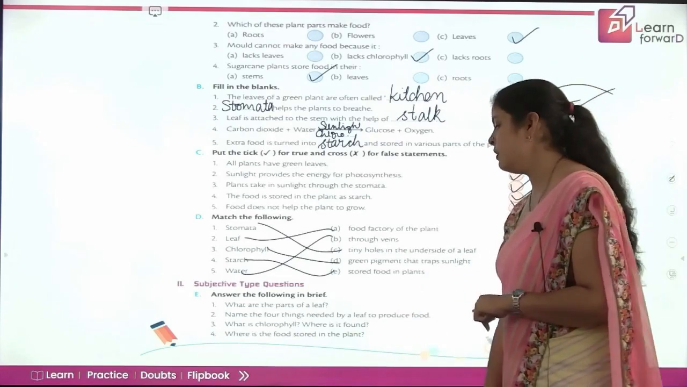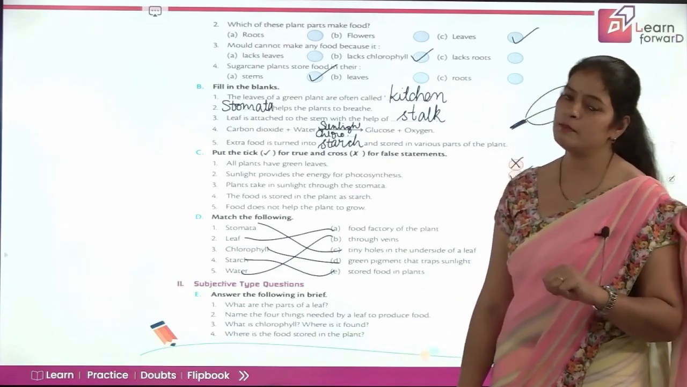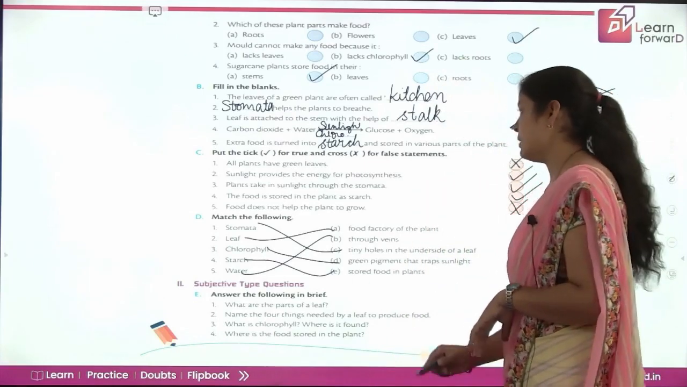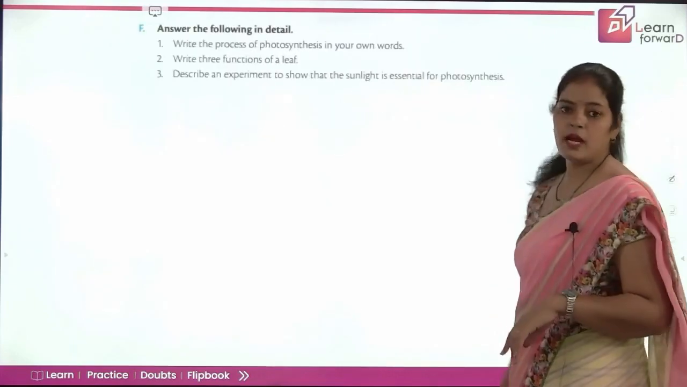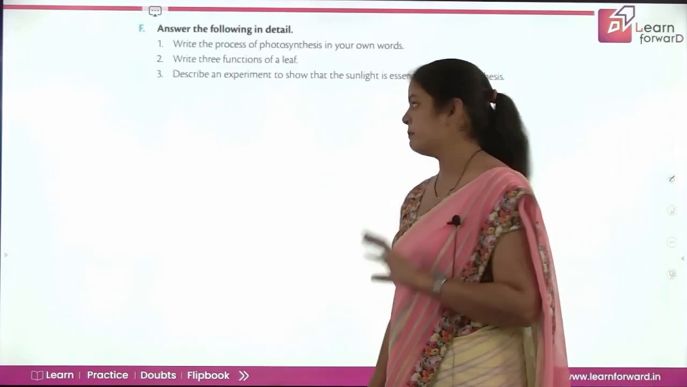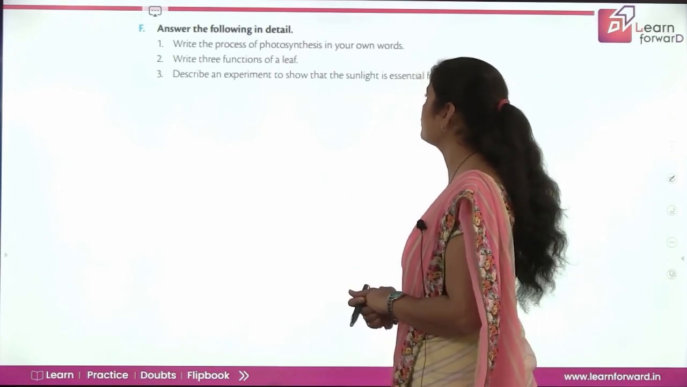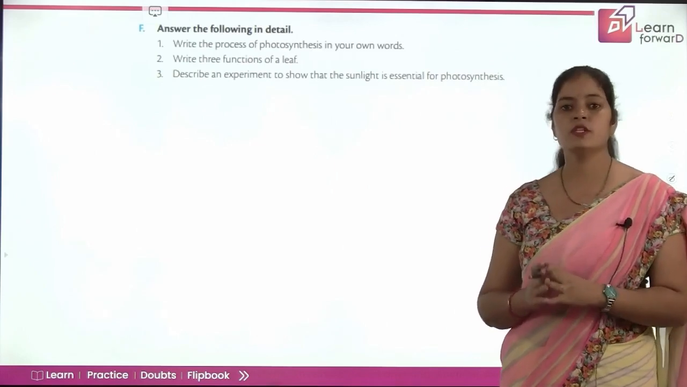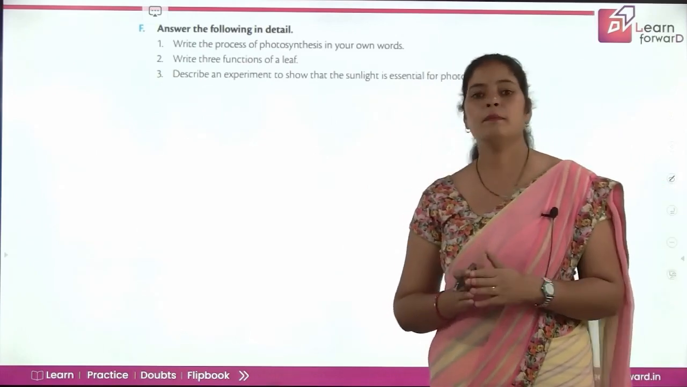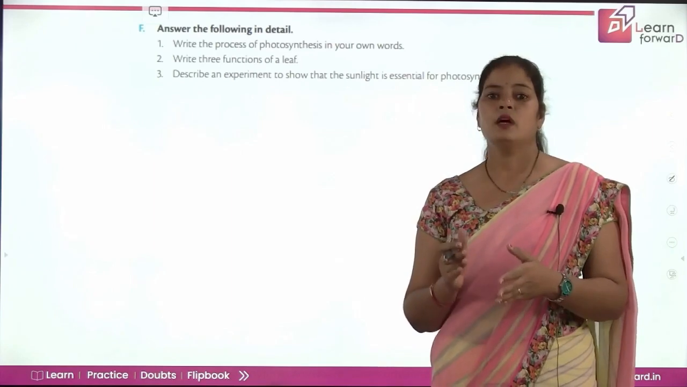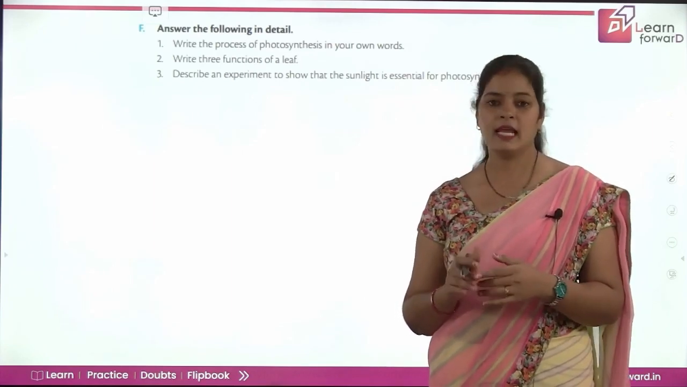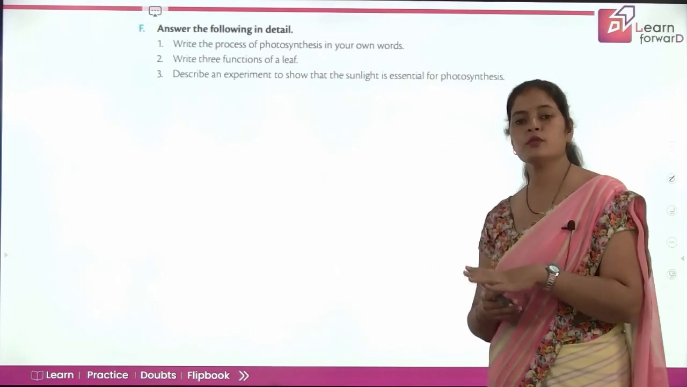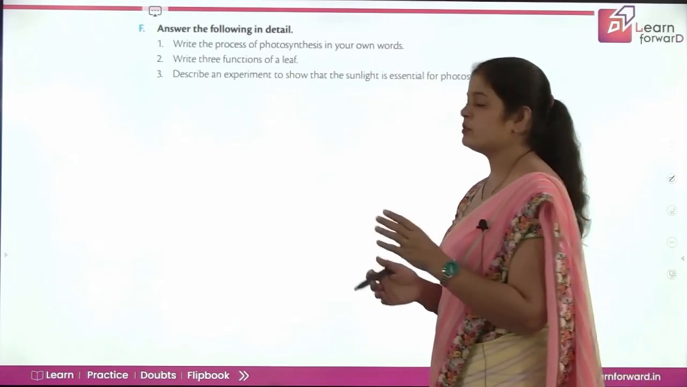What is chlorophyll? Where is it found? Chlorophyll is the green color pigment that is present in the leaves of the plant. Where is the food stored in the plant? So the edible parts of the plant store food in their plant parts. Now write the process of photosynthesis in your own words. So photosynthesis is a process in which green plants prepare their food in the presence of carbon dioxide, water, sunlight and chlorophyll. And what is the name of that food that is produced? That is glucose. And always food is stored in the form of starch.